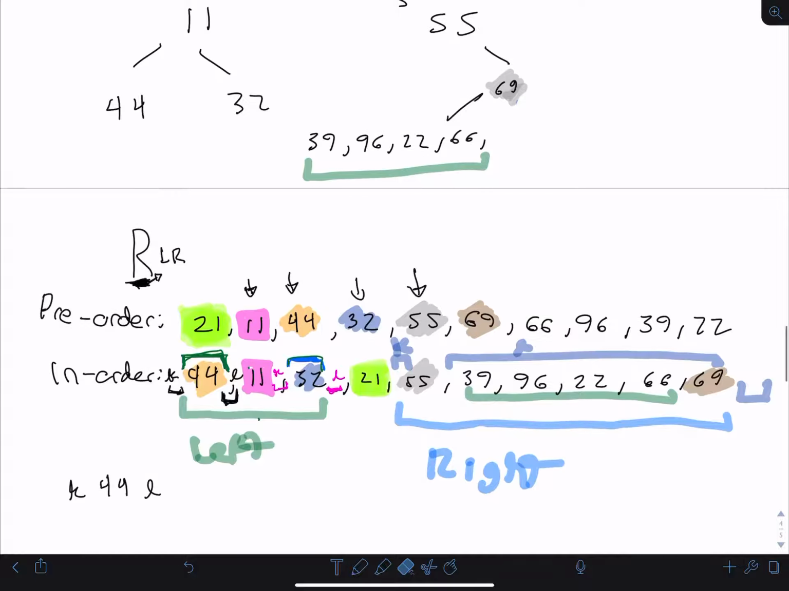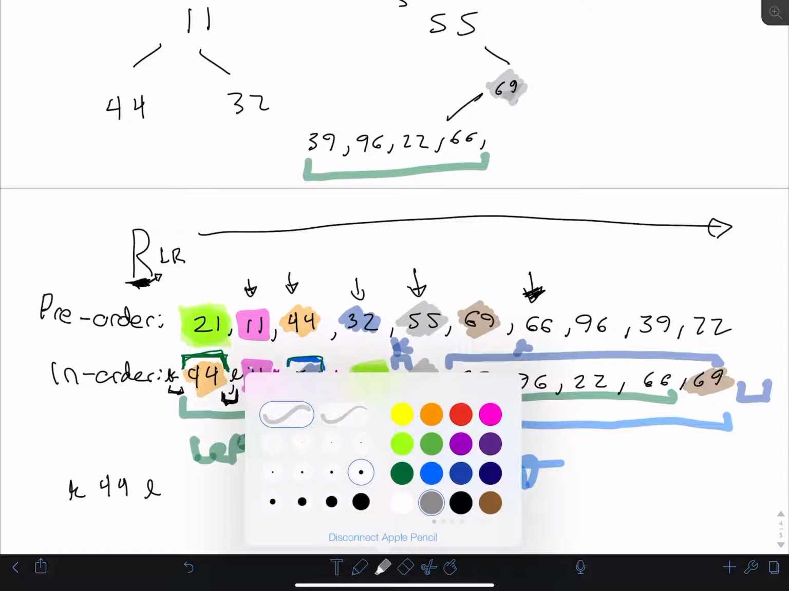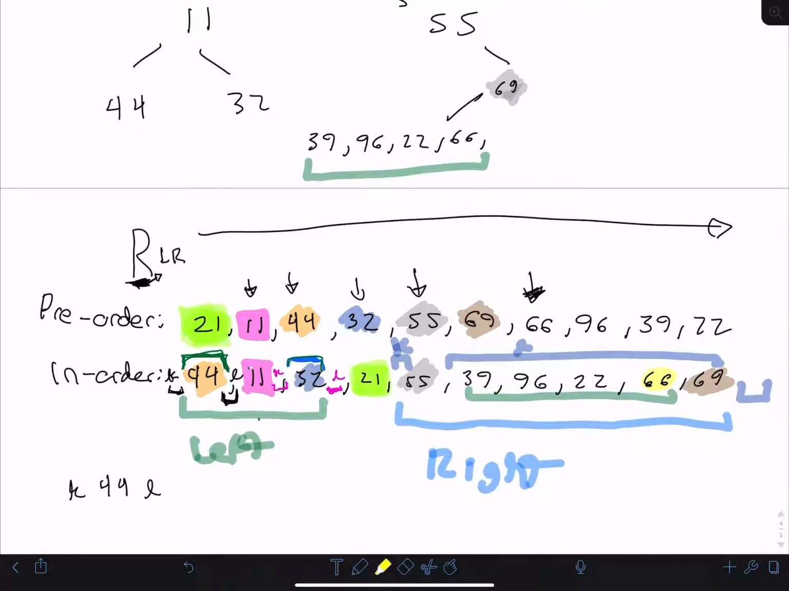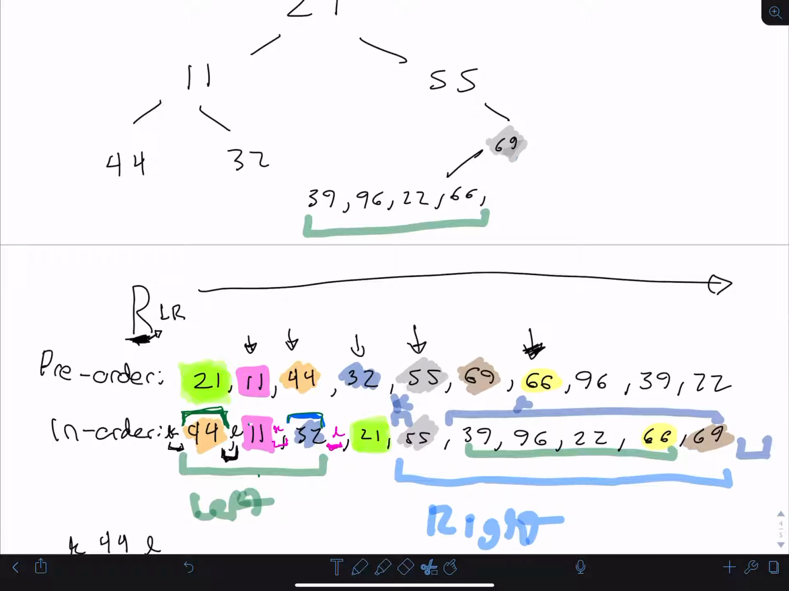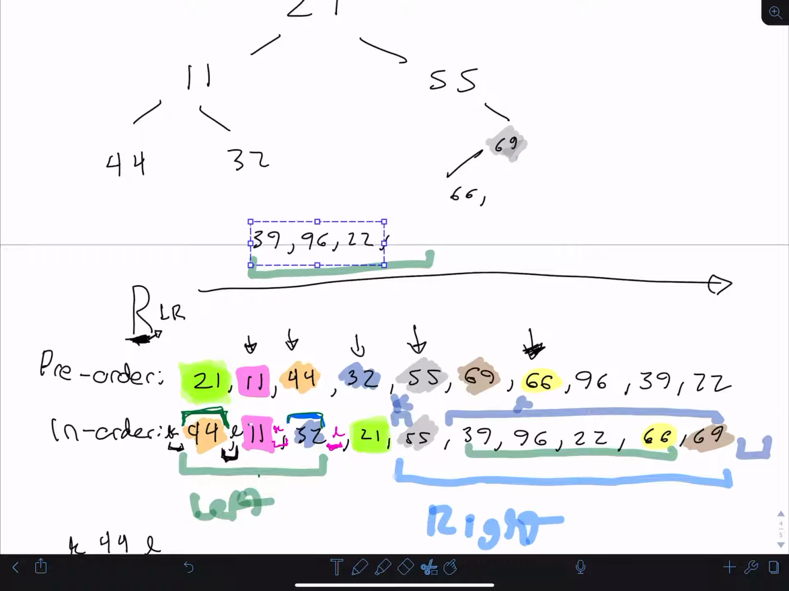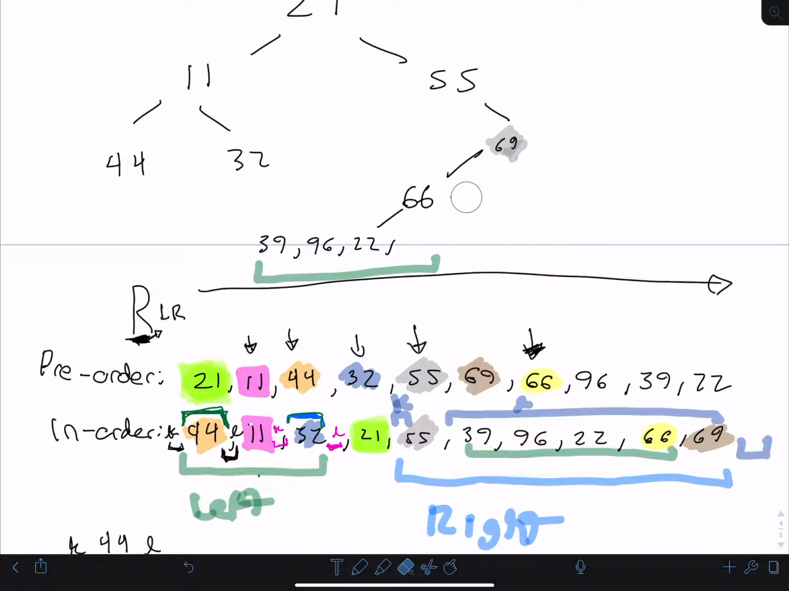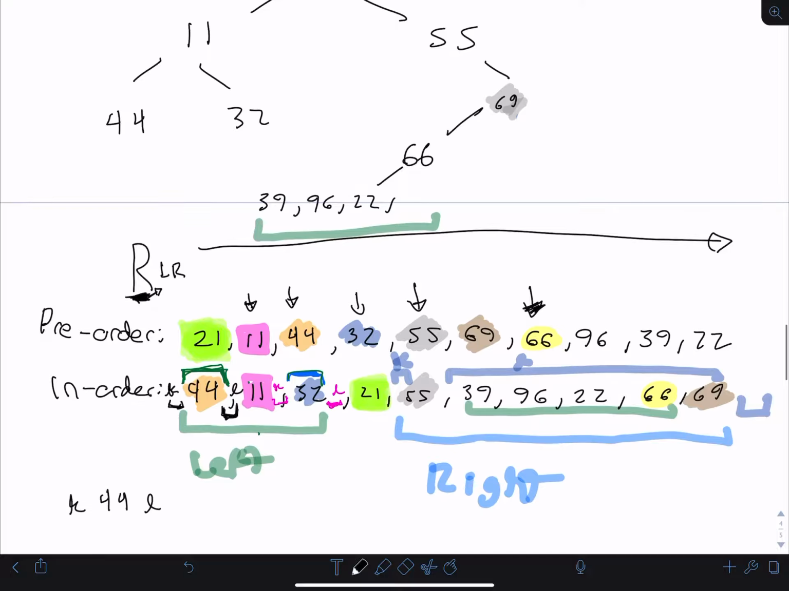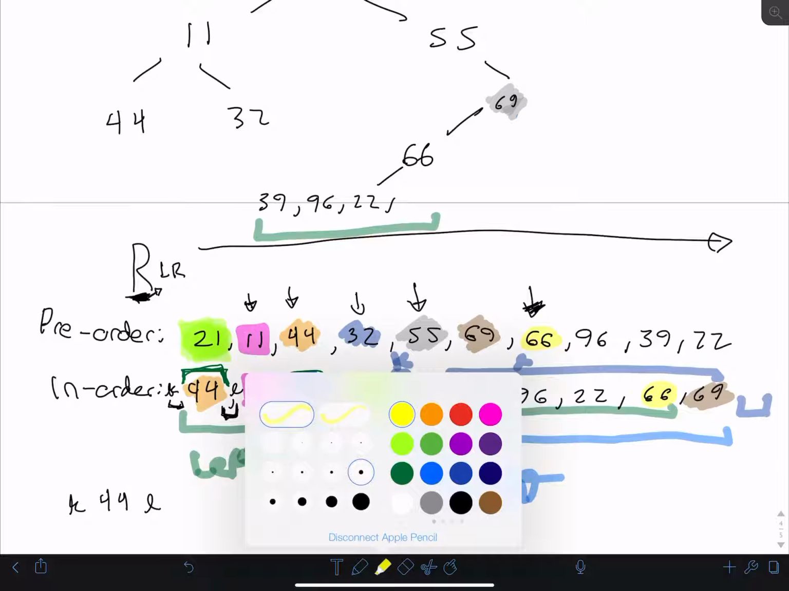Okay. The next number that we're going to look at is the 66. Again, we're working our way from the beginning of the preorder list all the way to the end. 66 is going to be the next root. It's found at the end of the list. That means that 39, 96, and 22 are actually going to be on the left side of 66. Like such.